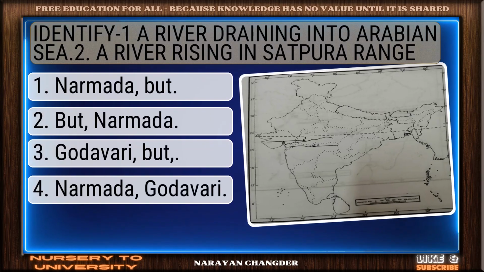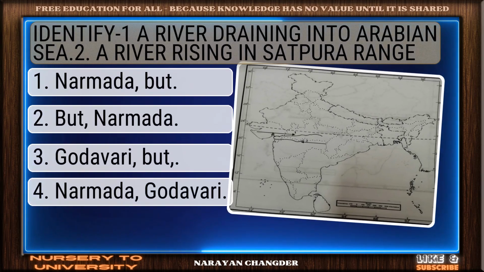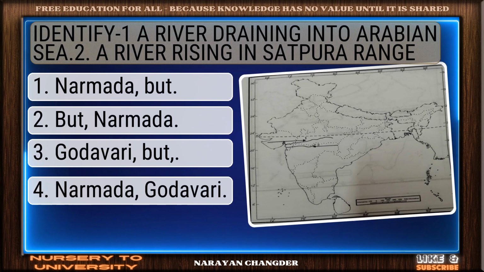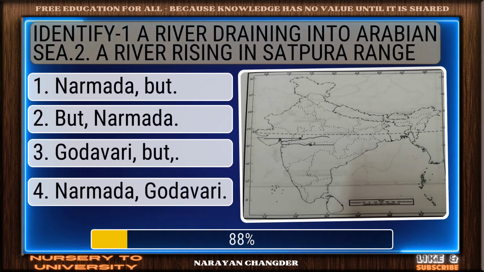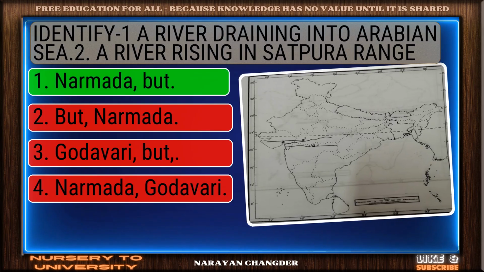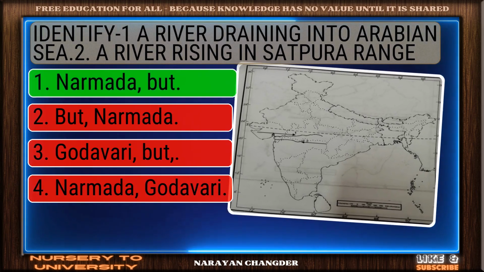Question number 4. Identify a river draining into Arabian Sea. Point 2. A river rising in Satpura Range. You got it? Your choice, Narmada, is right.